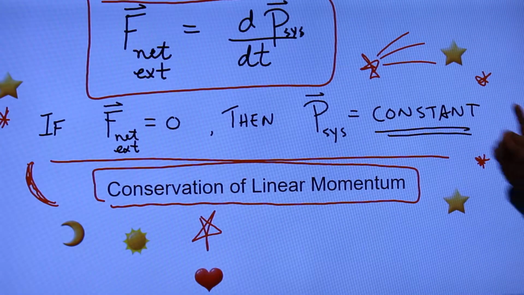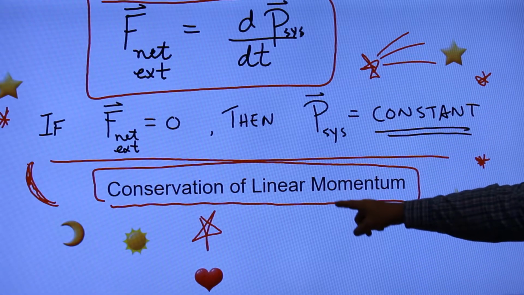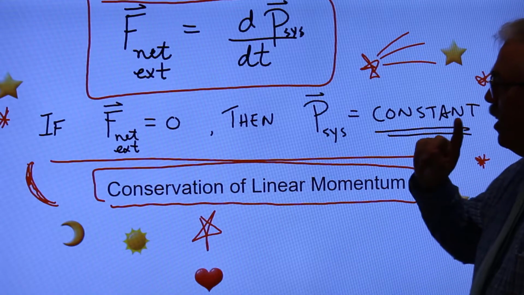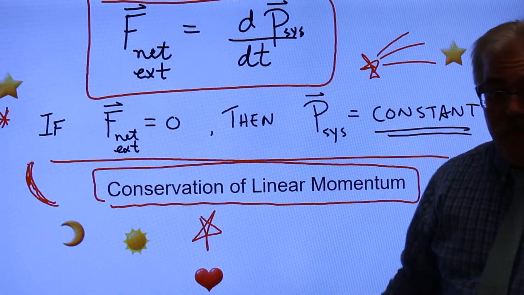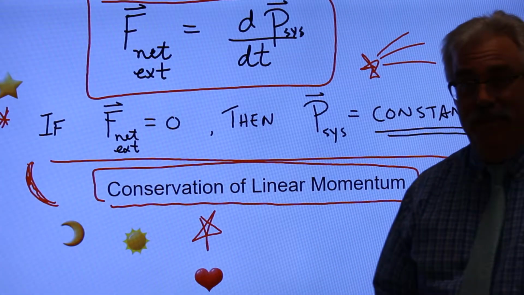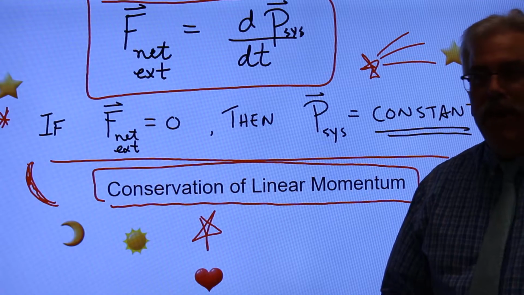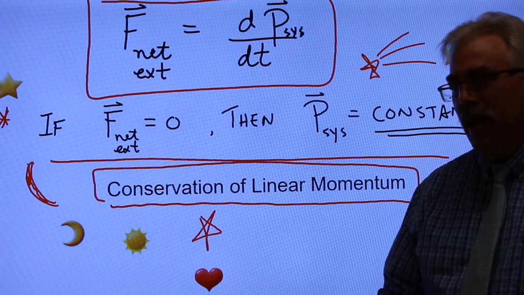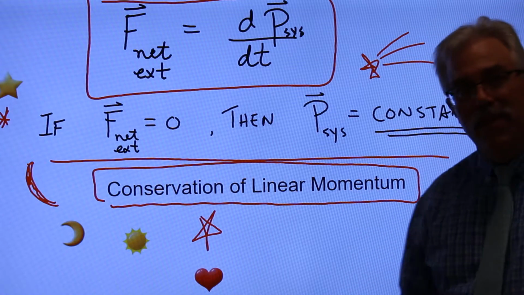So this leads directly to the conservation of linear momentum, the big concept for this chapter 8, our next unit here. So notice that if the net external force is 0, then the momentum of the system must be constant. That's conservation of linear momentum. Now, of course, we need to flesh out exactly in what sort of situations that happens, and what we can do with it, and what sort of problems we can solve, and all those details are things that we'll work out.